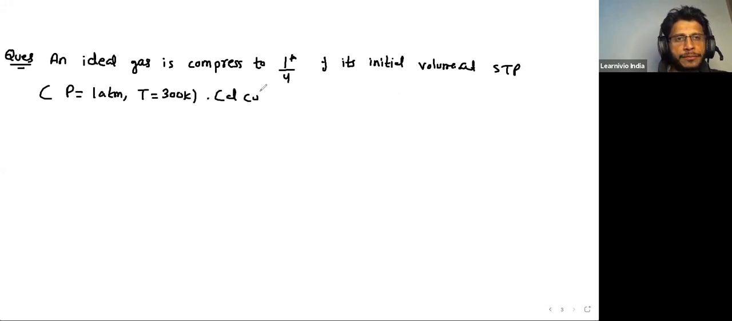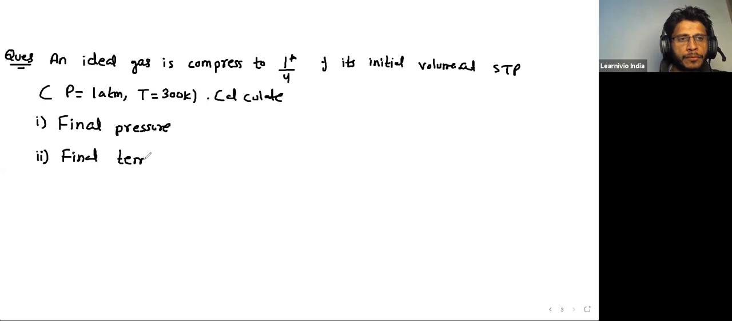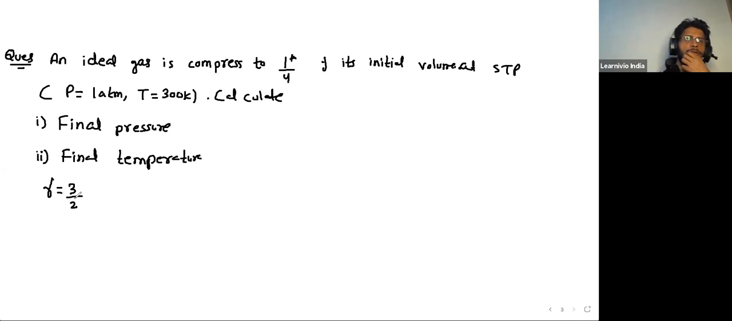Calculate the first part, final pressure, second part, final temperature, and it is given that gamma is 3 by 2. The value of gamma is 3 by 2.